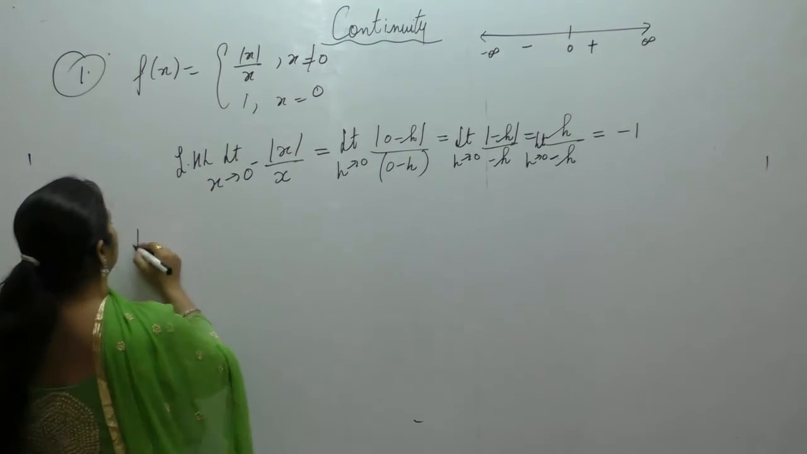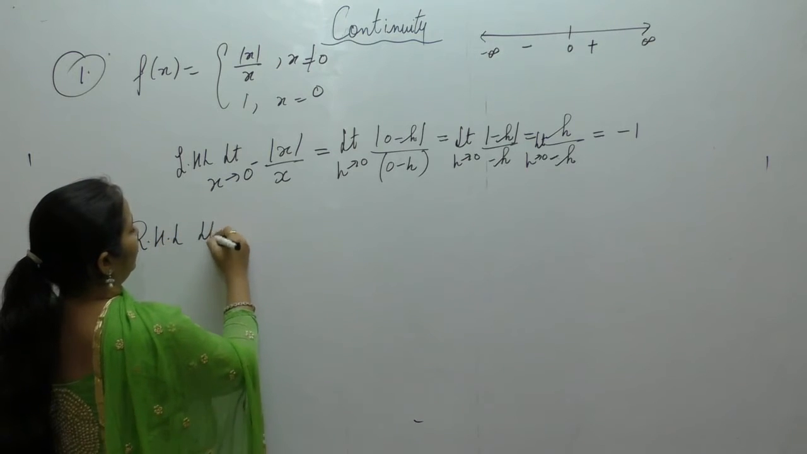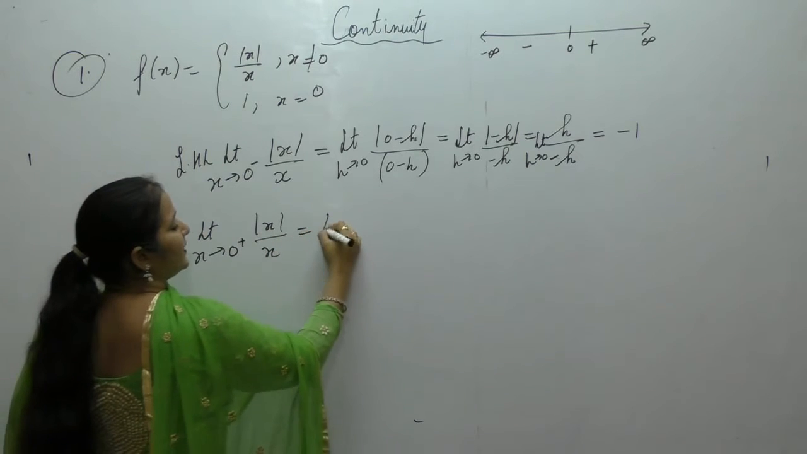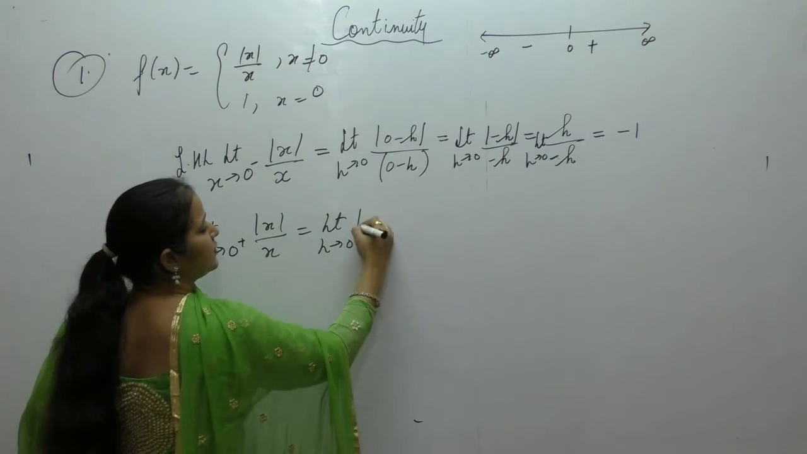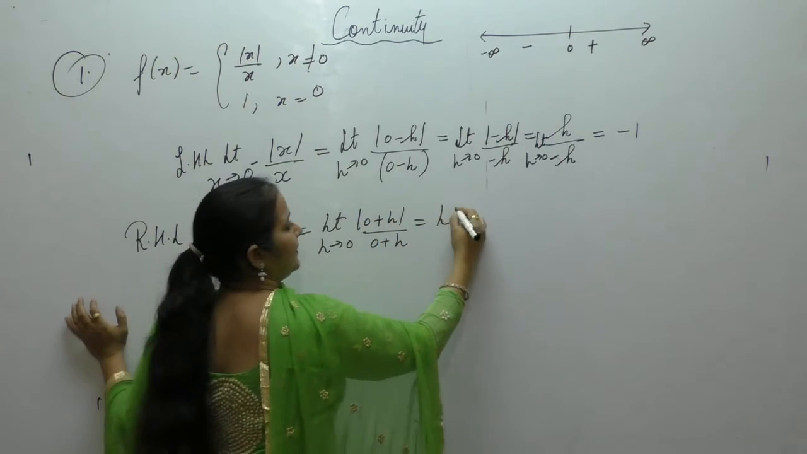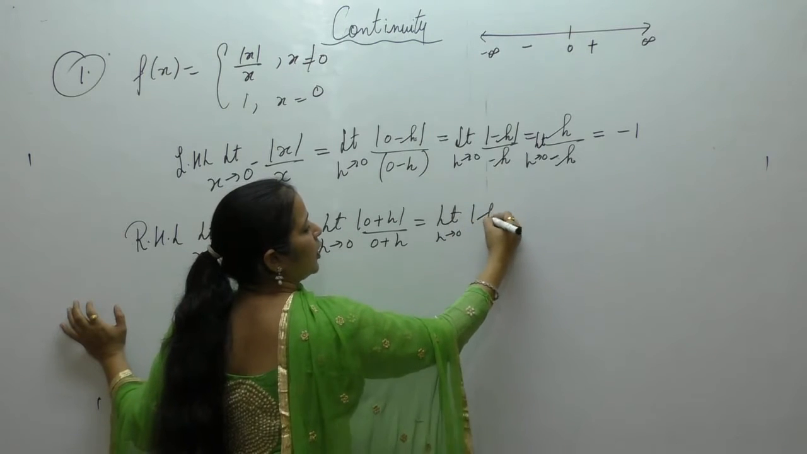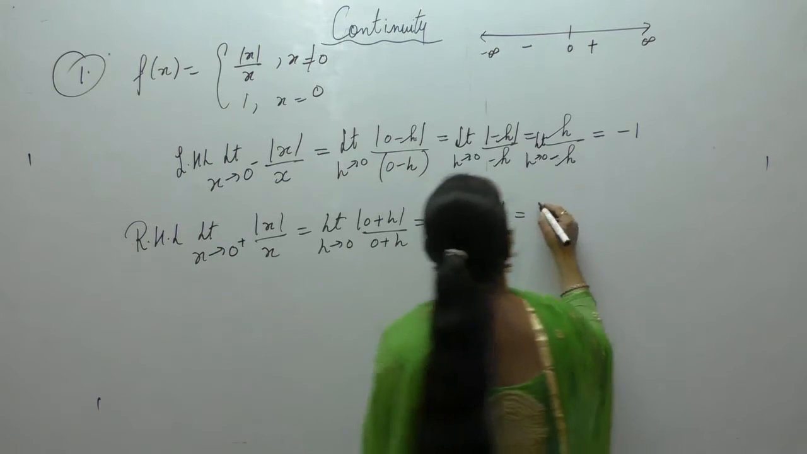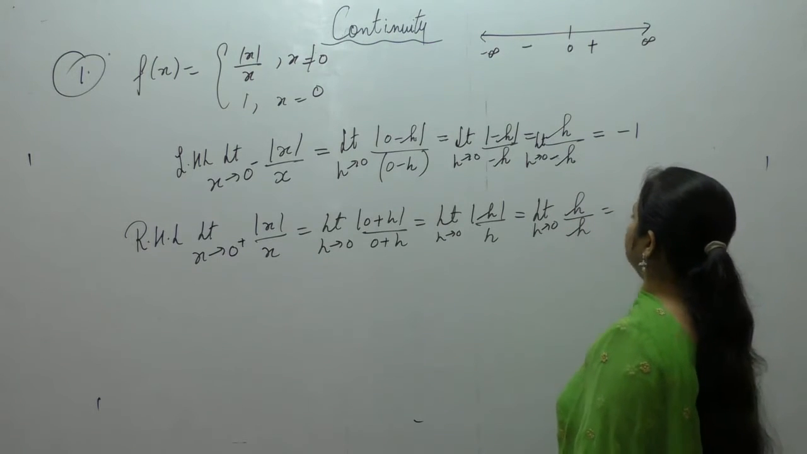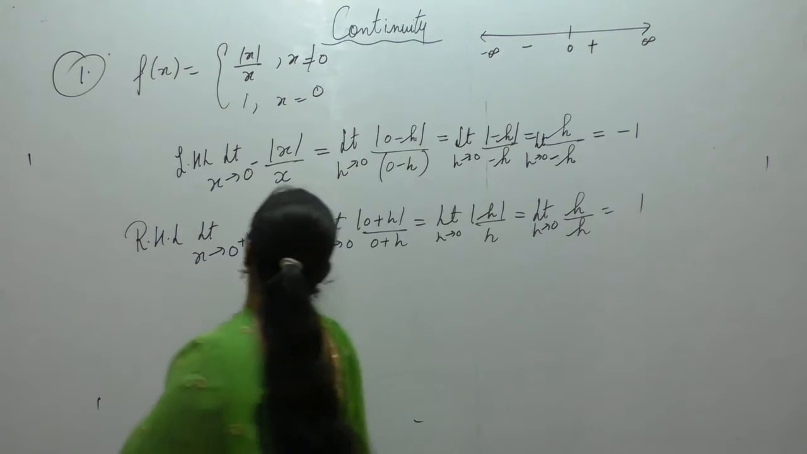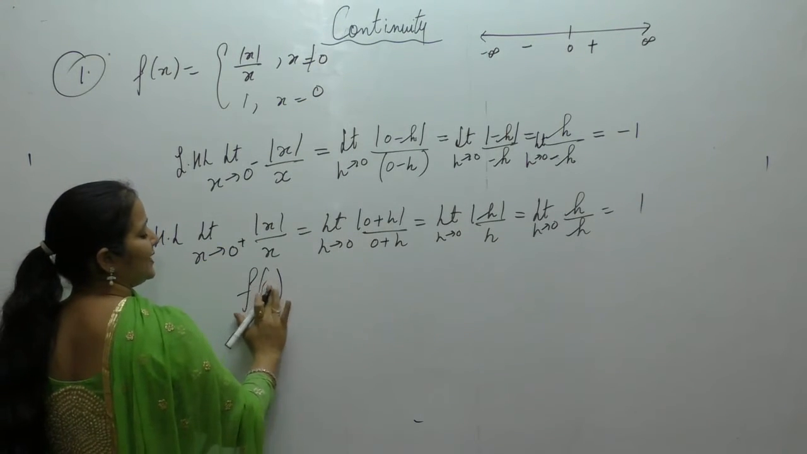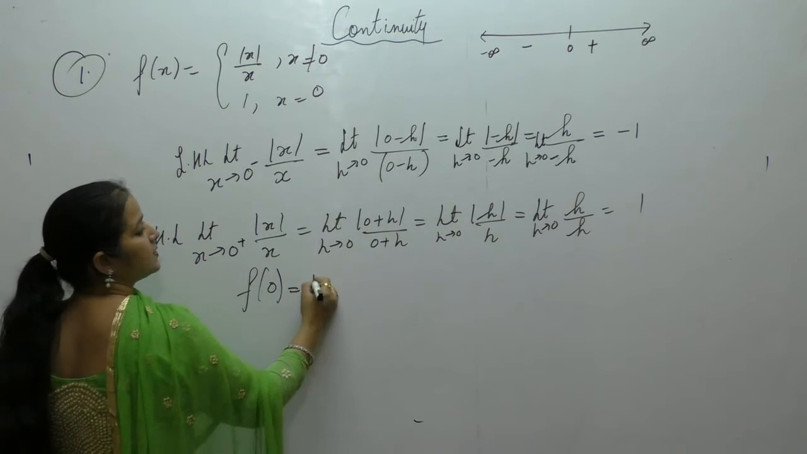Now if we are solving the right hand limit, then we will write it as limit x tends to 0 positive. So when we write it as limit h tends to 0, we get 0 plus h upon 0 plus h. Limit h tends to 0, modulus of h. Modulus of h is h. H upon h is 1, and the value of the function at 0, f of 0, is 1.